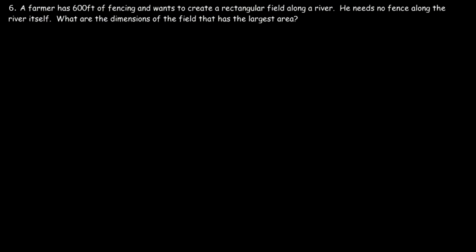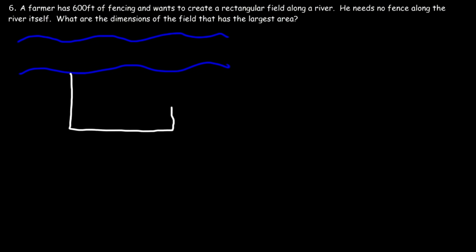A farmer has 600 feet of fencing and wants to create a rectangular field along a river. He needs no fence along the river itself. What are the dimensions of the field that has the largest area? So let's begin by drawing the river. So here we have the river, and he's going to create a fence around this field. So there's no need to put a fence here. Now, let's label the dimensions. So let's use X and Y. Let's call this Y, and let's call this X.